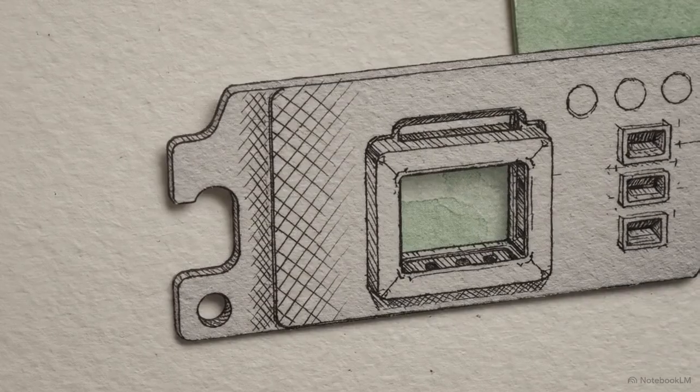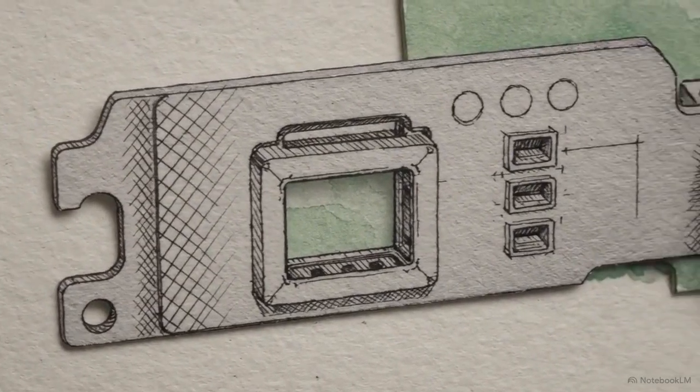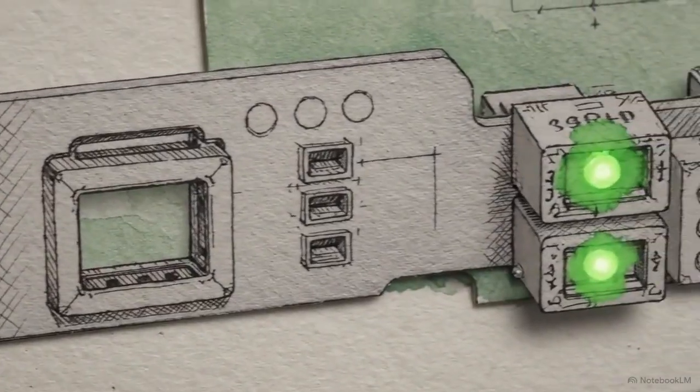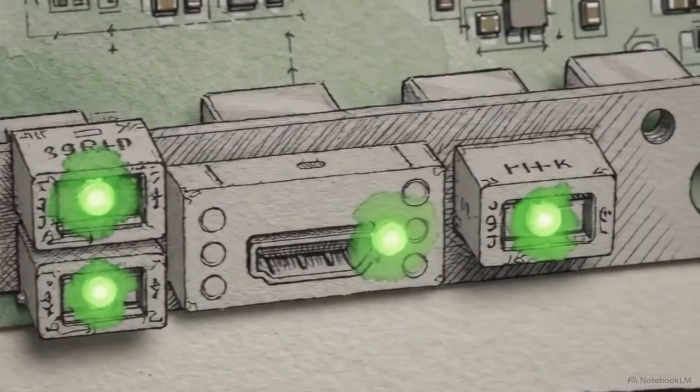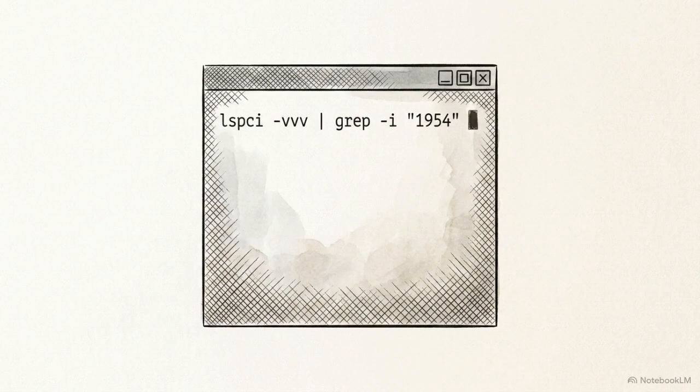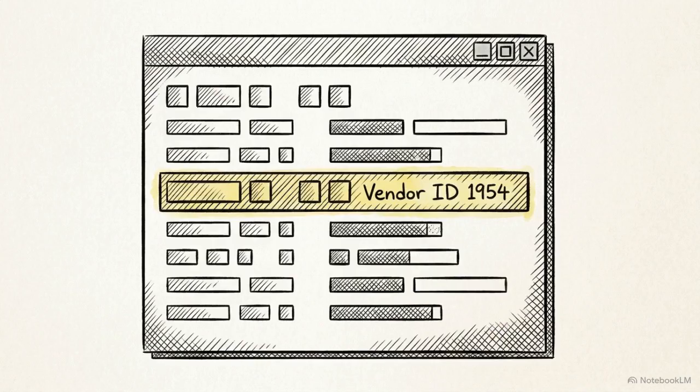Once the systems are running, verify the physical connection. Check both HBA adapters for illuminated link status LEDs, indicating a valid connection. To verify detection at the operating system level, open a terminal on your host and run the lspci command. Search for vendor ID 1954 to confirm the OSS devices are present.